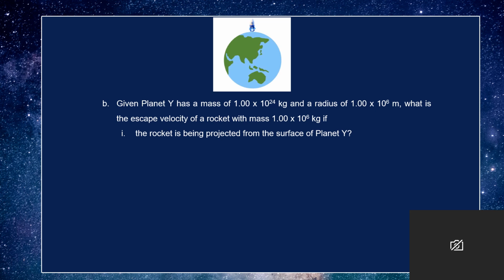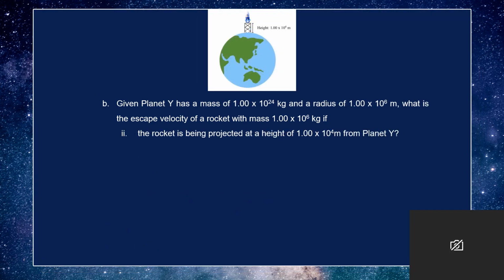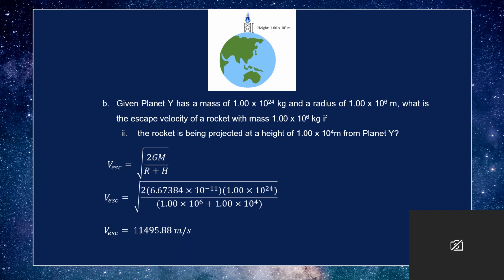Part B is basically the same, it's straightforward, so we put the data into the formula again, and we will receive the answer, which is 11.55 km per second. Part 2 of this question is also the same, but we're adding the h. So the result is slightly lower as our denominator increased by h.